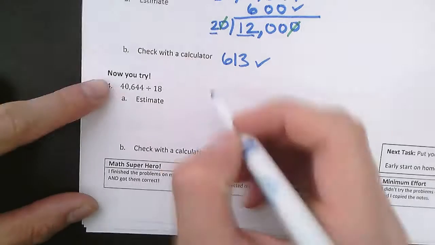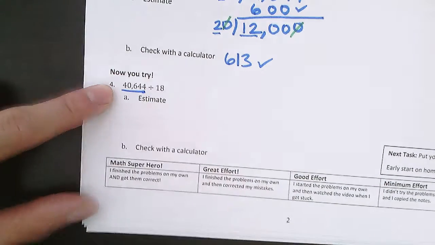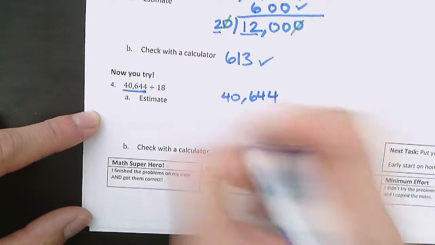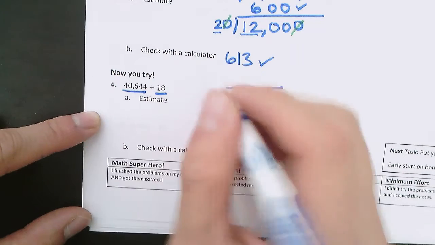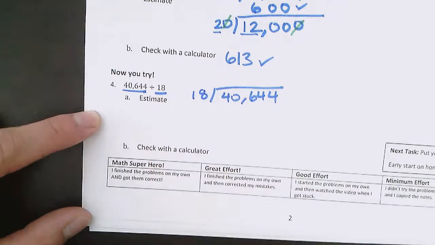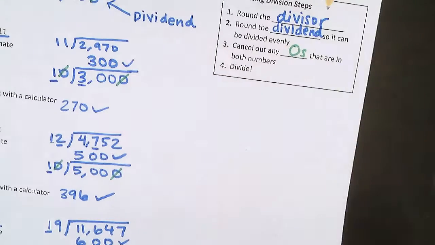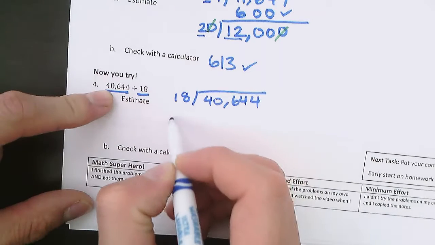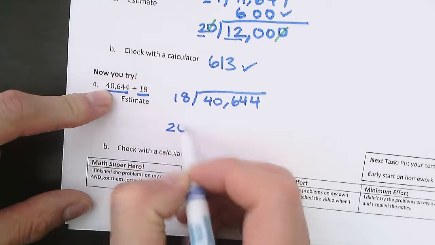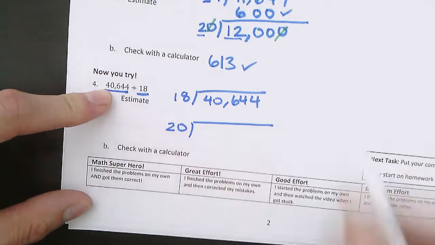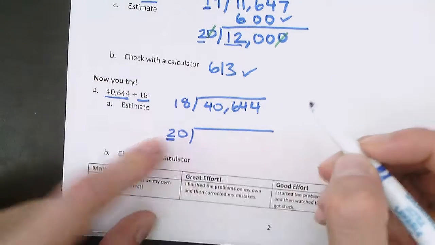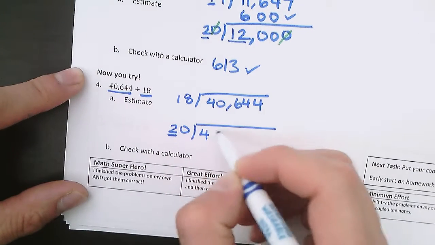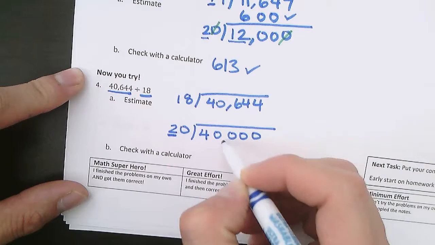Let's try it out. The dividend, the number we're dividing, is 40,644. Our divisor is 18. We're dividing by 18. So step 1 is to round the divisor. So the number we're dividing by, 18, rounds to 20. And I have a 2 here. I look at the first number here, which is a 4. So 2 can go into 4. I don't have to change much. I can keep that 4 and zero out the rest.